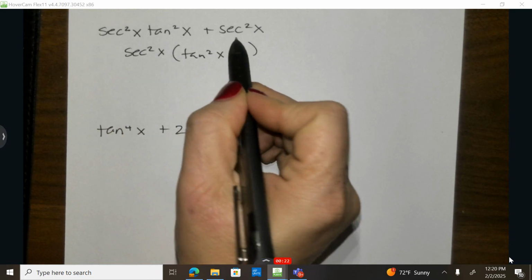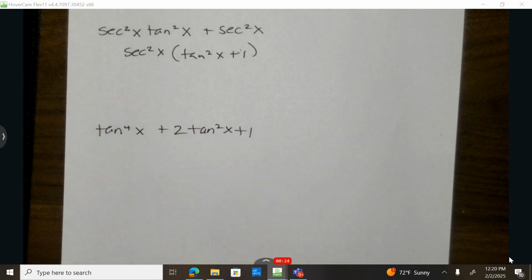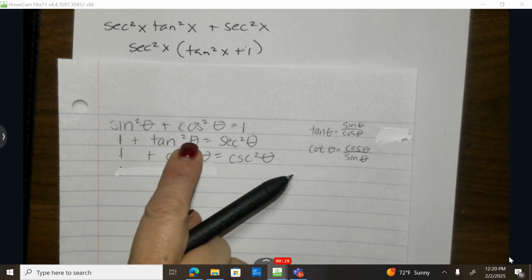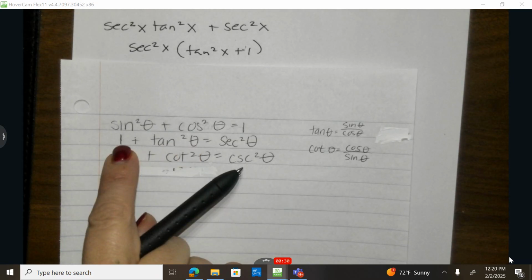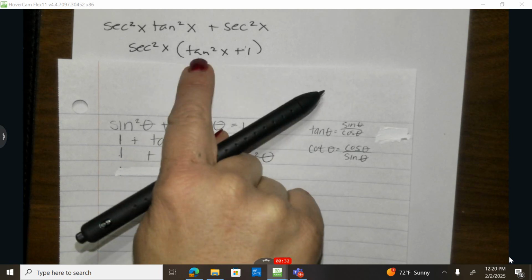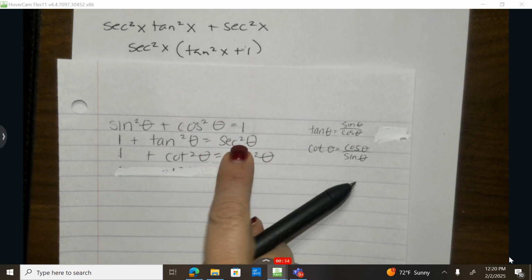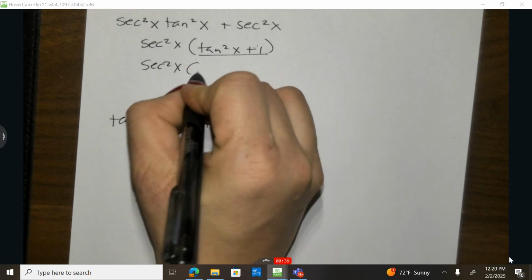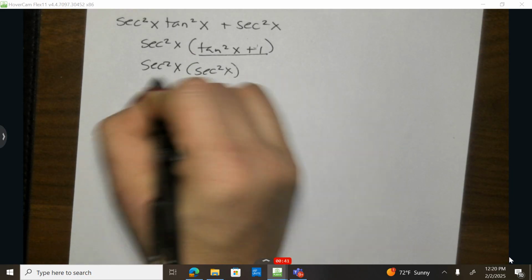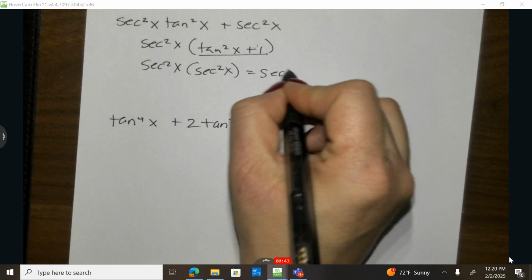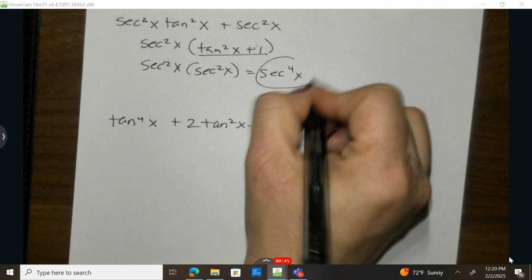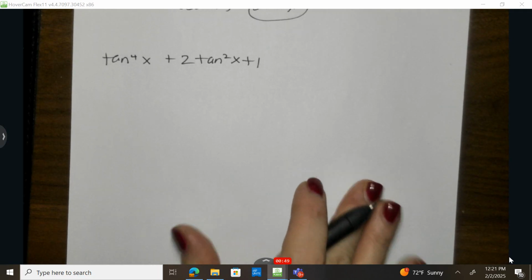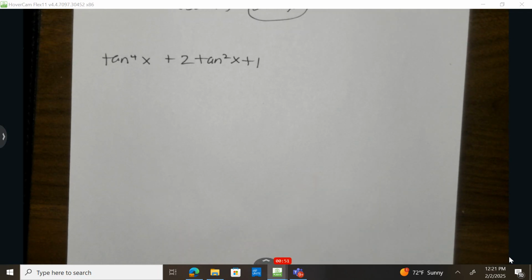Distribute and distribute. Now let's think of our trig identities. Tangent squared theta plus 1, or 1 plus tangent squared theta, is equivalent to secant squared theta. So here I can replace this part with secant squared theta. And when I multiply and I have the same base, I keep the base, I add the exponents, and we're done.